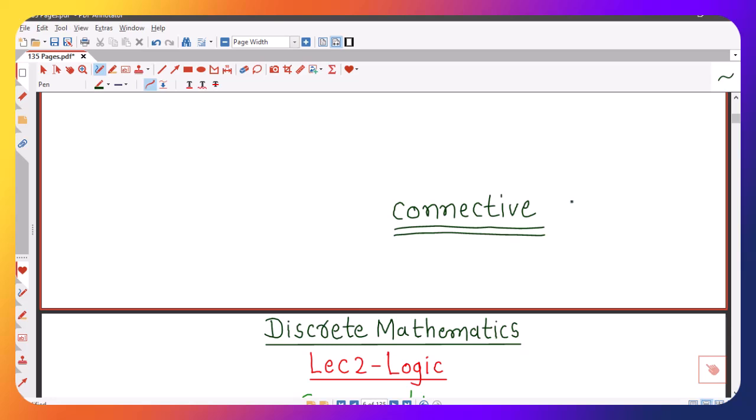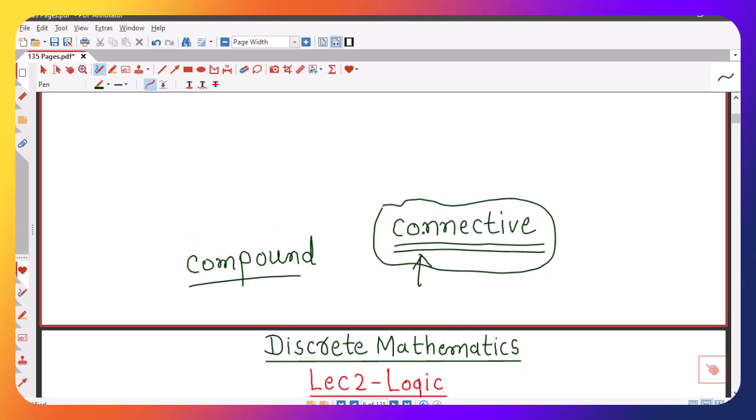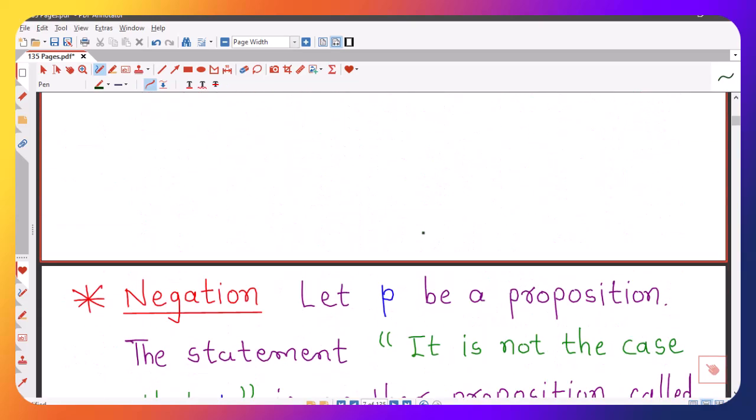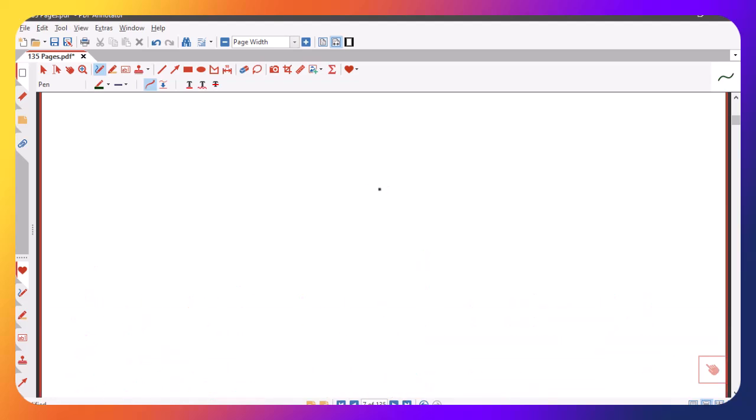In this lecture we are going to discuss 3 or 4 different types of connectives. Using connectives we can produce a new proposition, and that new proposition is known as a compound proposition. We will discuss different connectives one by one, and we will see their definitions with examples. The first one is negation. How is negation defined?